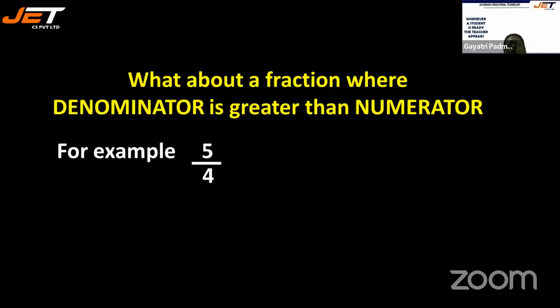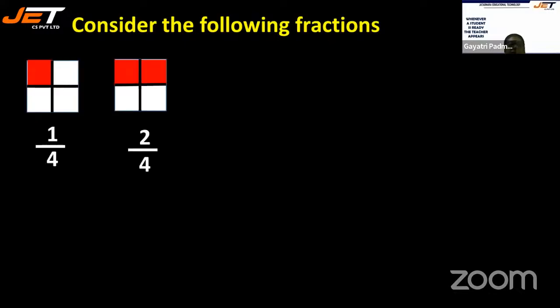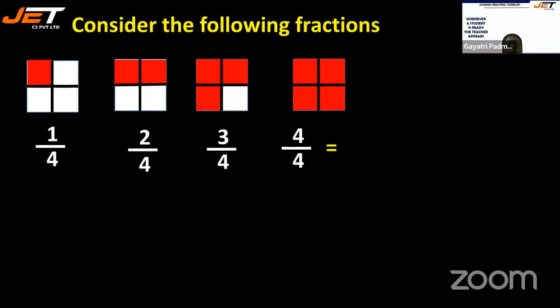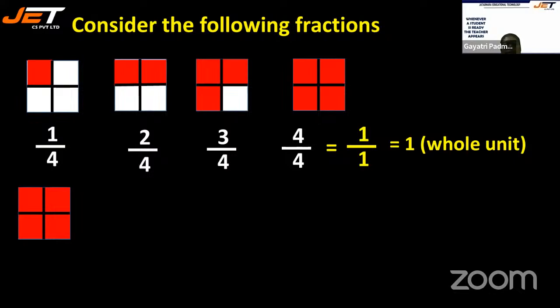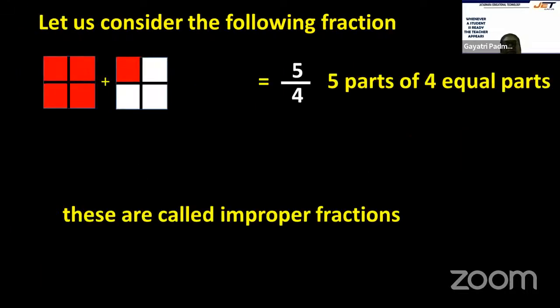So what about the fraction where the numerator is greater than the denominator? In that case, see here 1 by 4, 2 by 4, 3 by 4, 4 by 4, that is 1 by 1, that is equal to the whole number 1. So here we have 5 by 4. Right? The same you have to apply here also. Now, see here 5 by 4. Right?